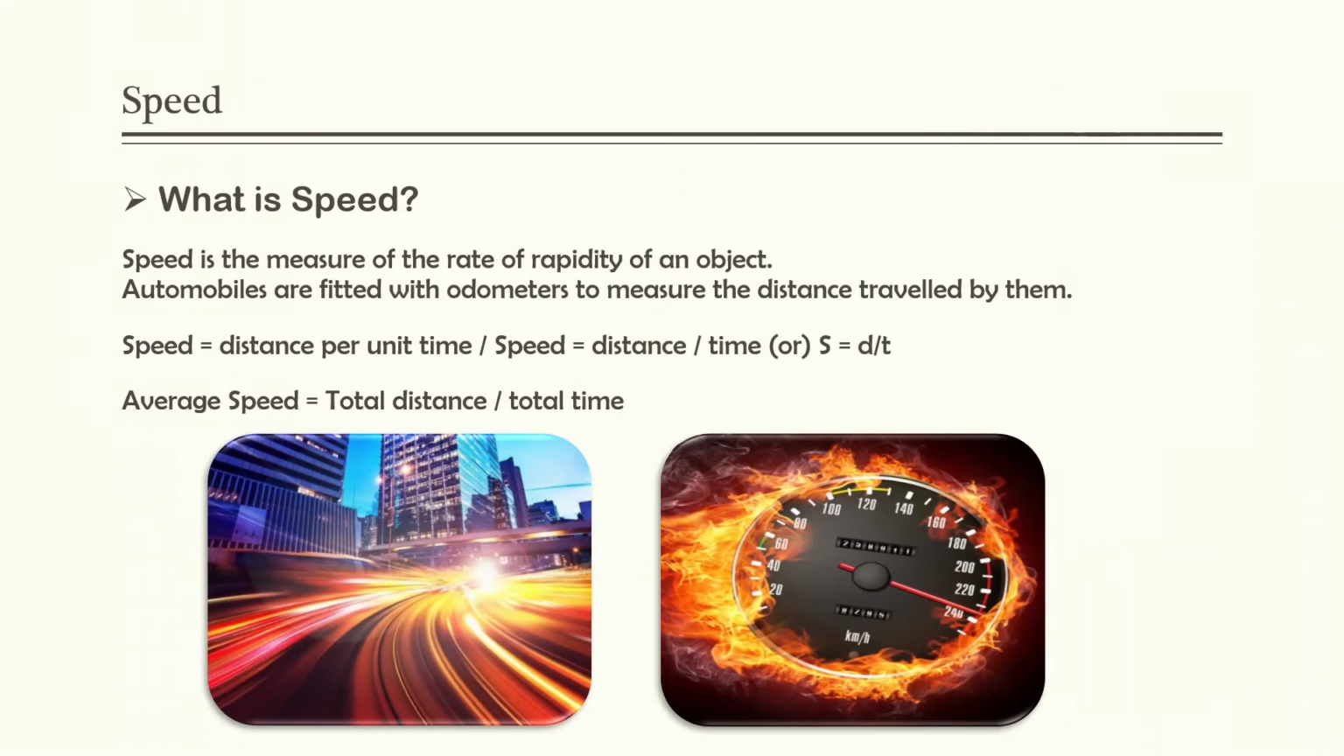Now, let us learn speed. First of all, what is speed? Speed can be defined as the rate of rapidity of an object, or how fast an object moves. In our daily lives, we come across two common situations. Different objects may take different time to cover the same distance. Here, we call the object the fastest which takes the least time. And different objects may cover different distances in the same time.